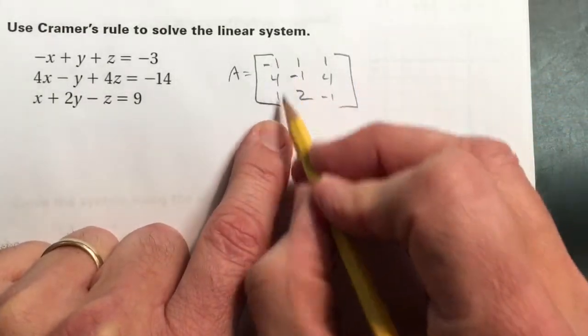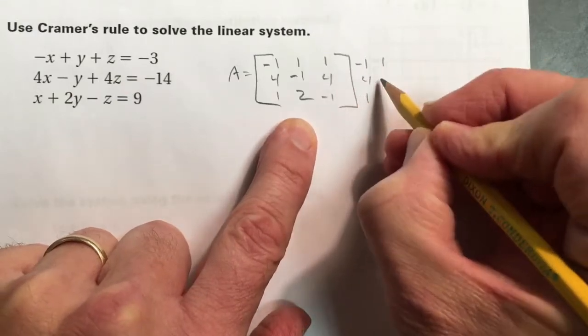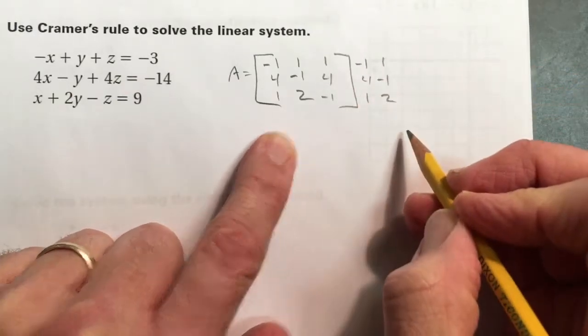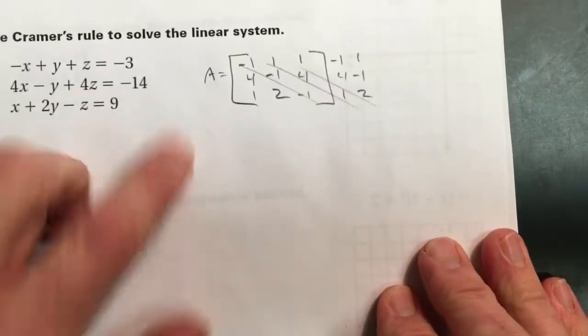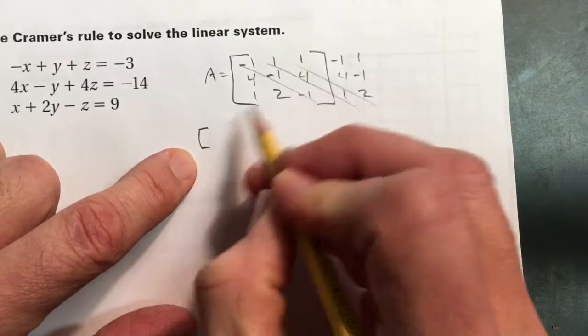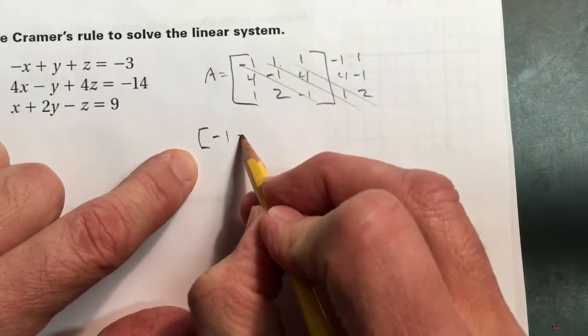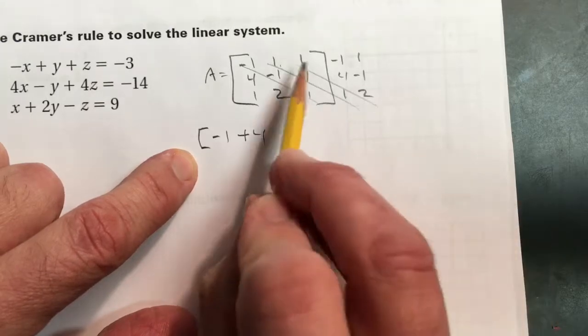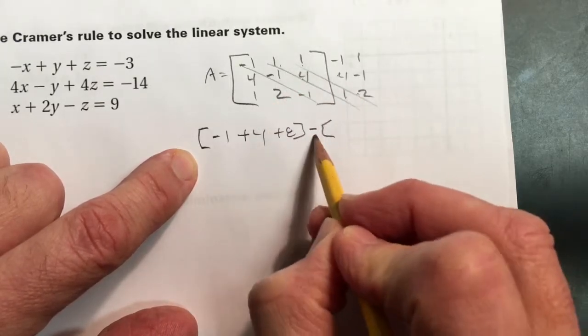Now to do these, remember if you have that, copy these first two columns, -1, 4, 1, 1, -1, 2. And then we go diagonally like that, multiplying out. 3 -1s is -1. 1 times 4 times 1 is 4 plus 4. 1 times 4 times 2 is 8. Subtract. Don't forget to subtract.